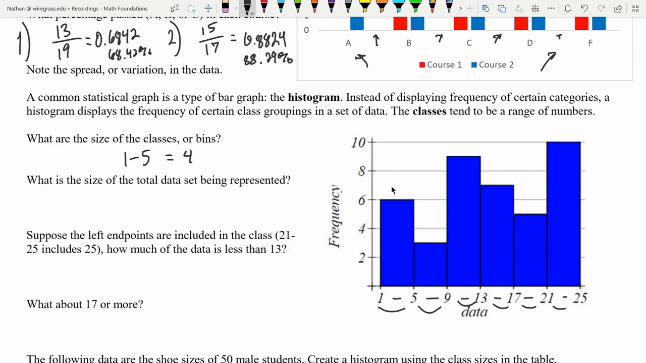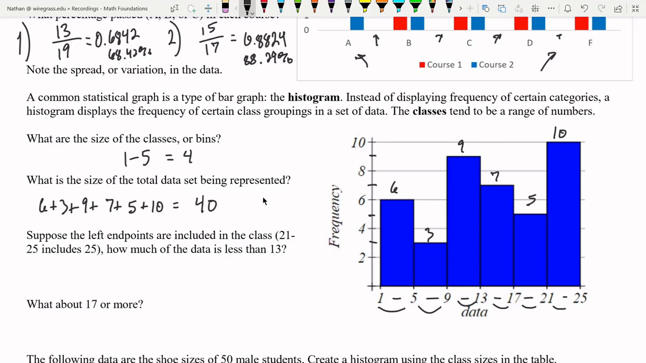So we have 6 here. This one's going to be 3. And then we have 9 here. This one's 7, right? I'm just going back to this. This is going to be 9. This one here is 7. 6 is right here. 3 is right here. This one's 5. That's going to be right here. And finally, 10. So the total is going to be 6 plus 3 plus 9, 7, 5, and 10. I'm getting 40 for the total size of the data set.